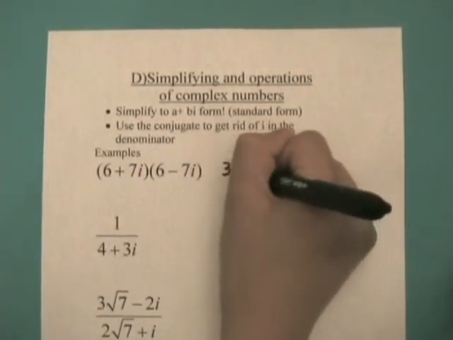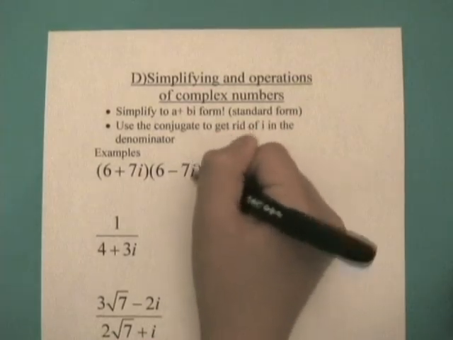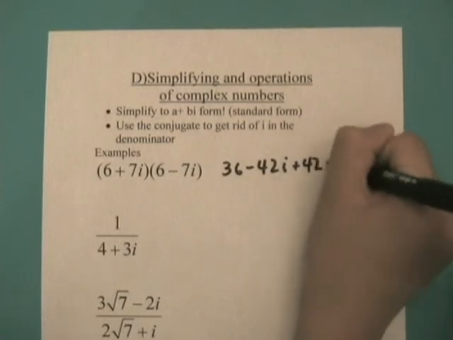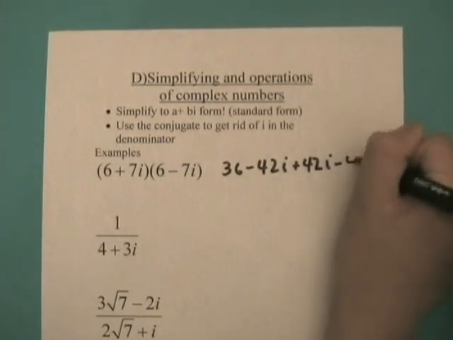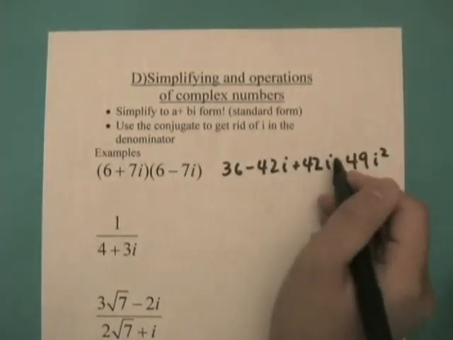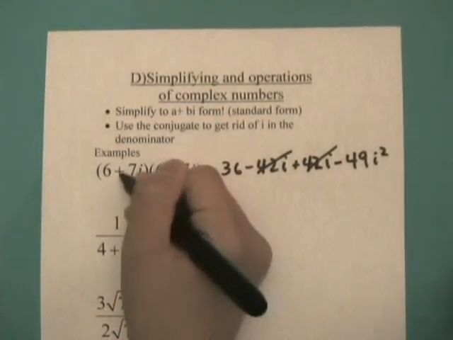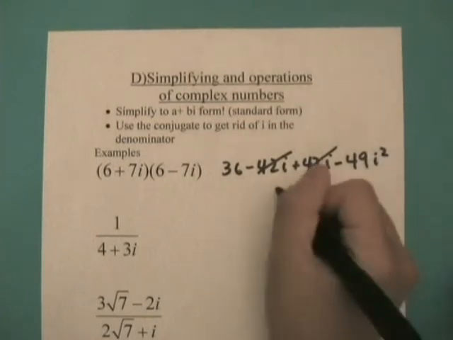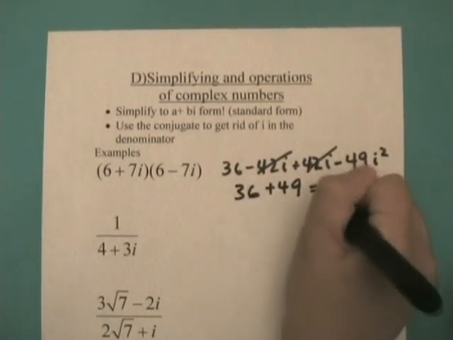So let's FOIL that. So 6 times 6 equals 36, and 6 times 7i, which is just negative 42i. 7i times 6 is plus 42i. And 7i times negative 7i is negative 49i squared. So we see that these two cancel out, so that's why we change the sign in the middle, so that it'll cancel out, so that we won't have any more i in the bottom, because i squared will turn into a negative 1, so that will just be plus 49. So that equals 55.